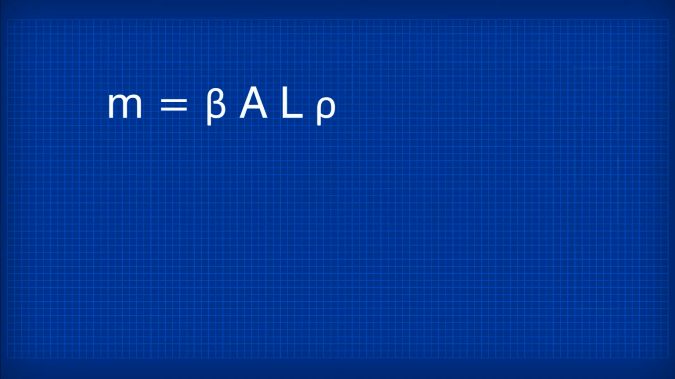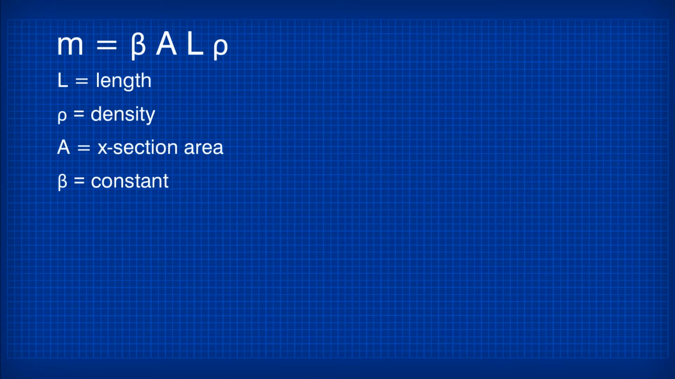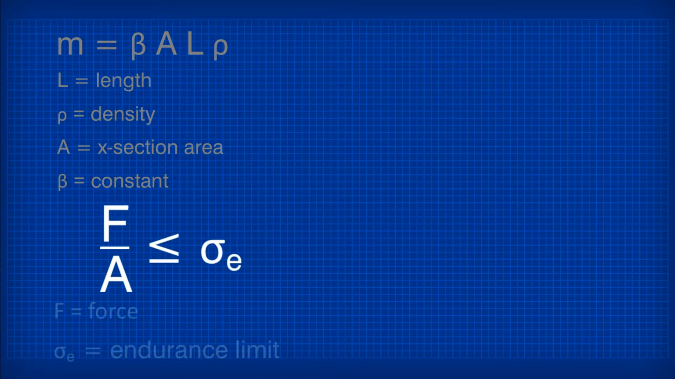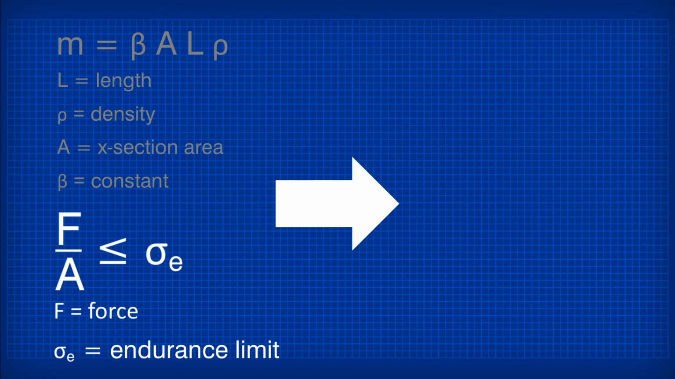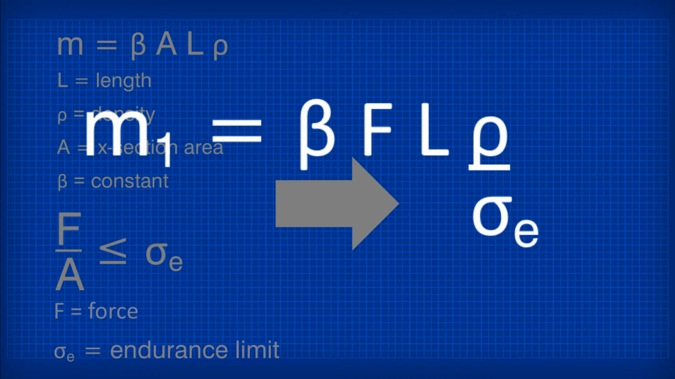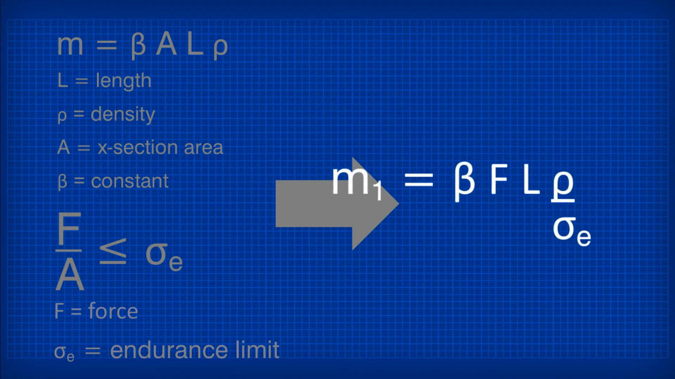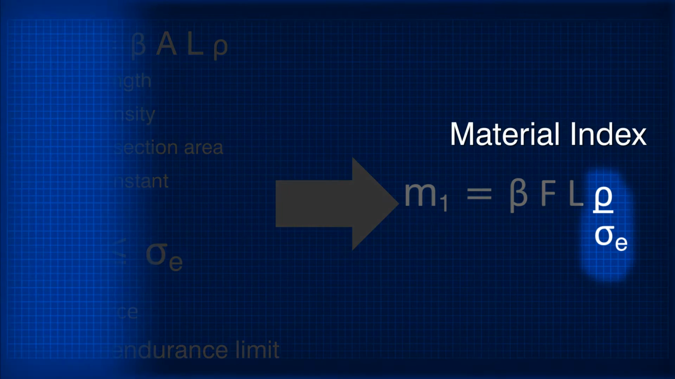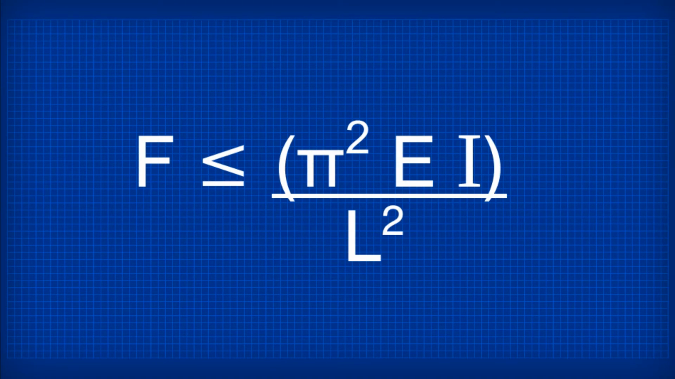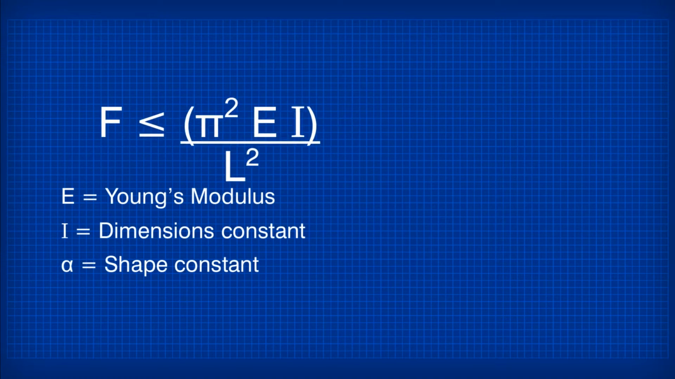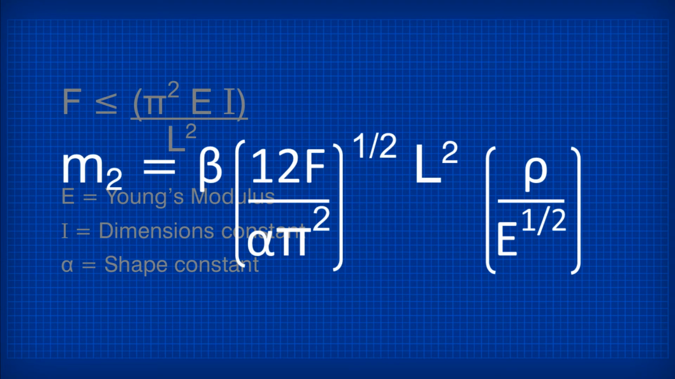The fatigue constraint requires this inequality to be satisfied. Therefore, the mass of a conrod that will just meet the fatigue constraint is this, with a corresponding material index. We then apply the buckling constraint from scratch. From this, we obtain a second equation for the mass and a second material index.